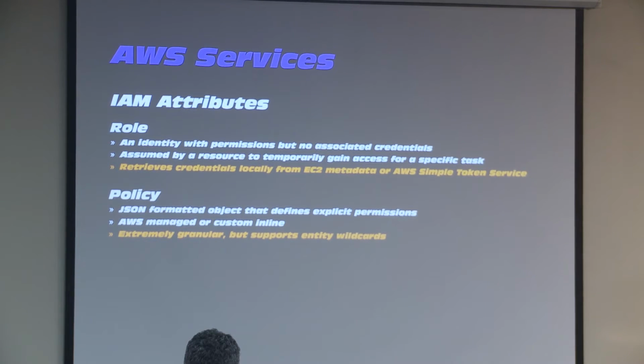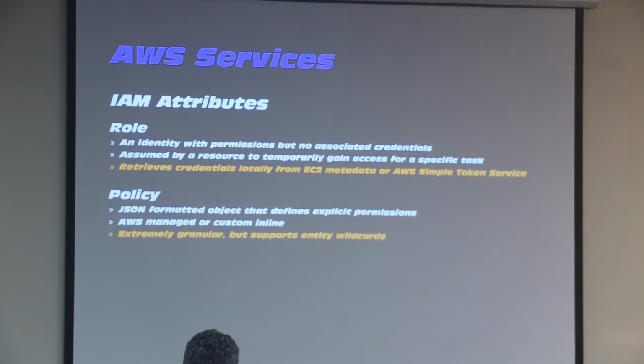Roles in AWS are a little bit different. It's an identity that's assumed temporarily, but there are no associated credentials with a role. So you could have an EC2 instance that needs access to several resources. You could create a role, attach a policy to it, and attach that role to an EC2 instance, or a Lambda function, or a number of other things. So it can retrieve credentials locally from the EC2 instance metadata or the AWS Simple Token Service. So there's several different ways to do it in AWS, very flexible.